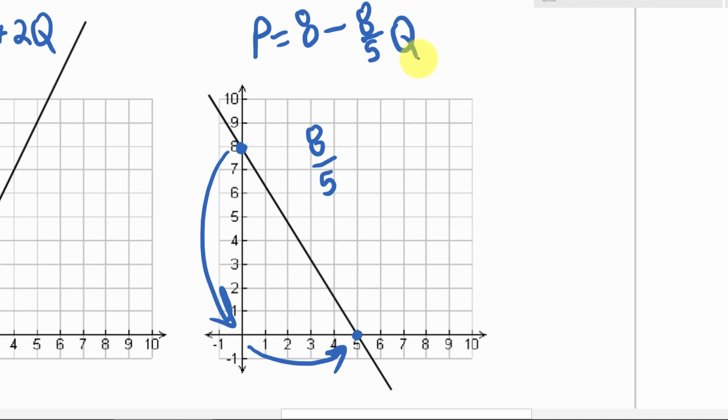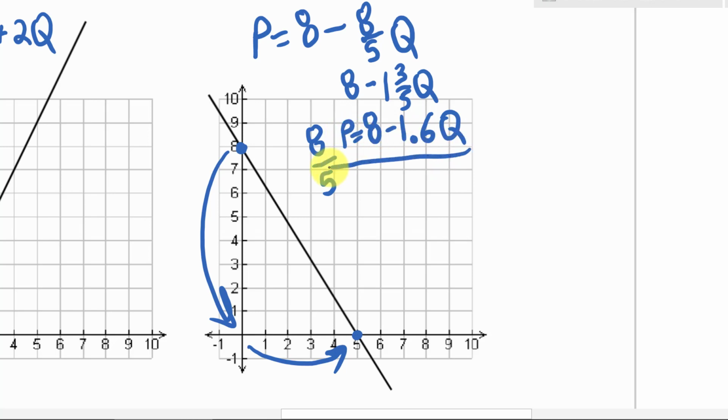Or you could write this a few other ways. You could say, well, 8/5 is 1 3/5. So you could say 8 minus 1 3/5 Q. It's fine with me. A little bit more practical way to write 1 3/5 would be to do it in your calculator, or if you just know that 1/5 is 0.2, 3/5 is 0.6, 3 divided by 5. So 8 minus 1.6Q is probably the most convenient way to write that equation.